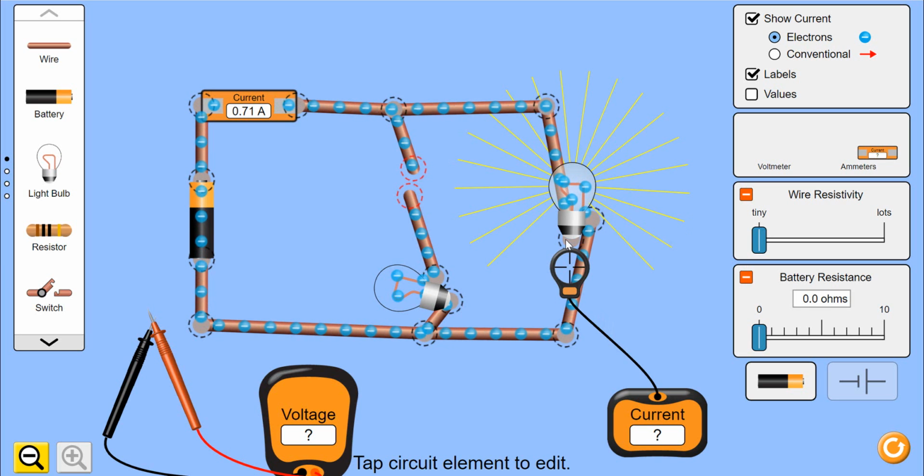So play around with that simulation, work through your worksheet a little bit more, and then on your assignment, you actually get to build some of these circuits here.